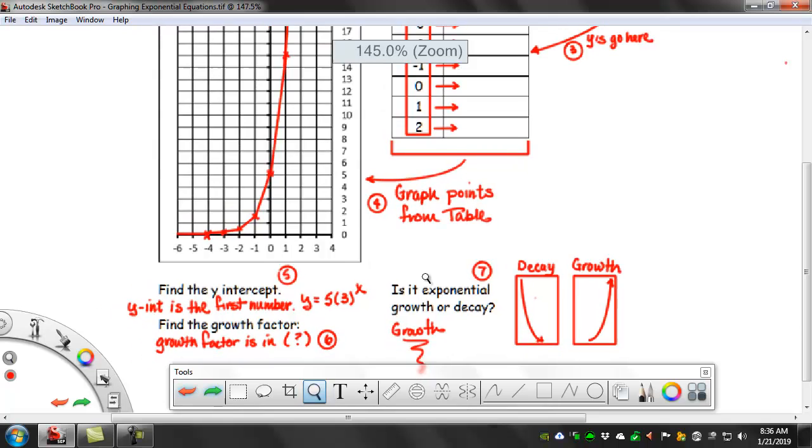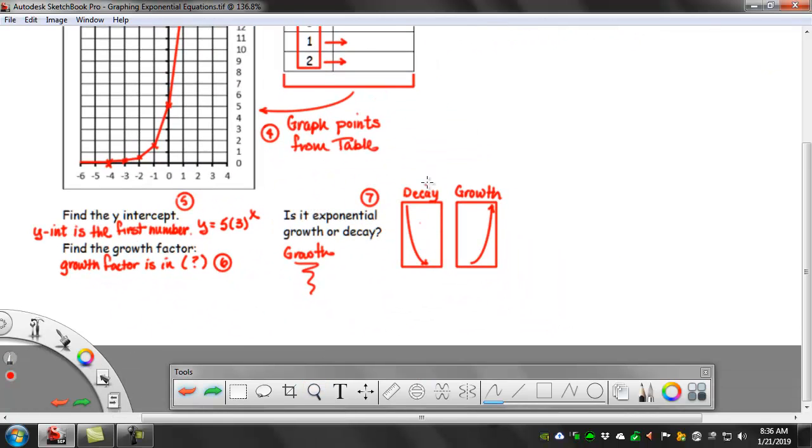Okay, now the next thing we're supposed to find is we're supposed to decide if it's exponential growth or decay. Decay goes down from left to right, which is just opposite of what we have. And if it's growth, it should increase from left to right. And so to give our answer for the type of graph that we have, we can see that it's exponential growth because it's increasing from left to right, whereas if it was decay, it would decrease from left to right.